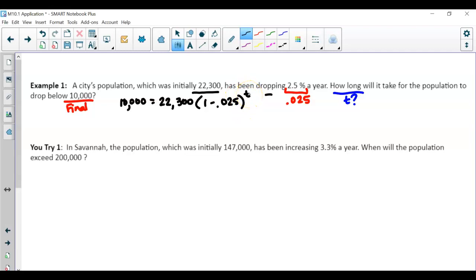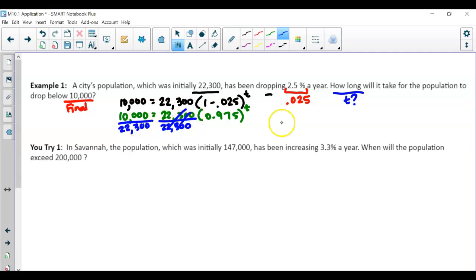Now notice a little different, but what I'm going to go ahead and do is notice how we are solving for our exponential here. But before I do that, I'll go ahead and solve what's inside the parentheses. So I've got 10,000 is equal to 22,300, now times 0.975, so subtracting my rate, now raised to the t power. Now notice we're solving for the exponent, but right now it's not by itself, it's being multiplied by 22,300. So first we're going to divide both sides by 22,300.